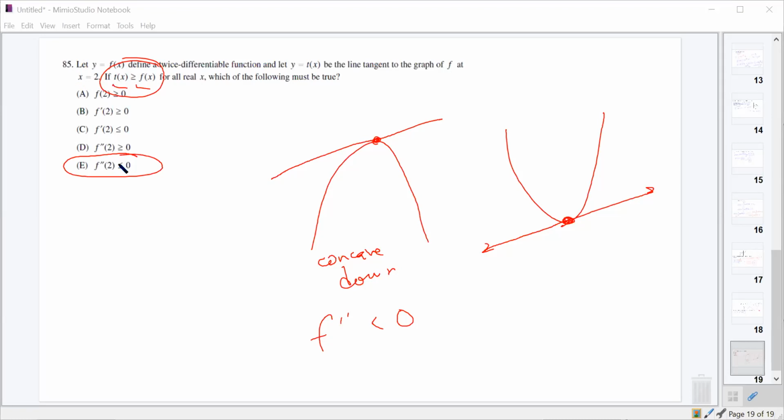Cool. All right, next one, we got number 21 from 2012.